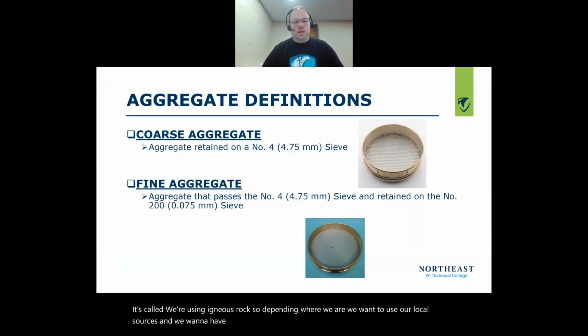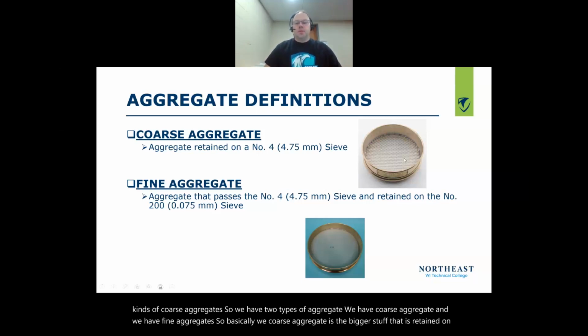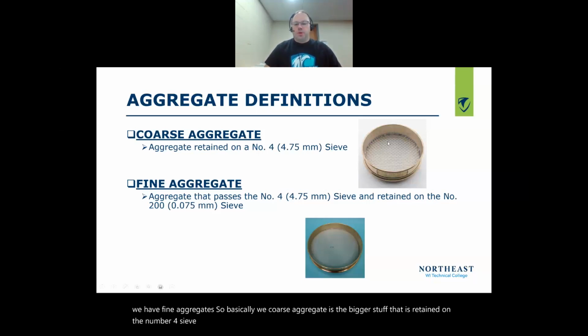Let's talk about the different kinds of aggregate. We have two types: coarse aggregate and fine aggregate. Coarse aggregate is the bigger stuff that is retained on the number 4 sieve. A number 4 sieve means there are 4 openings per square inch, and the space between each of the bars is 4.75 millimeters.